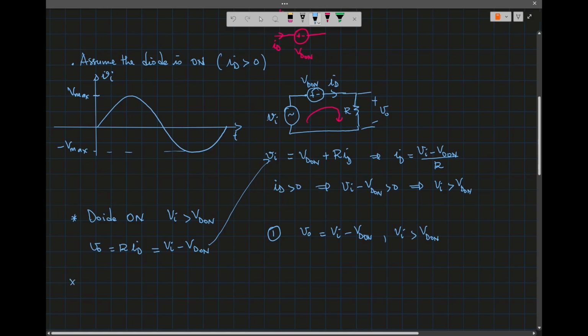Now, when the diode is off, then that means we have this scenario where the diode does not conduct. So I mean there's no current. Current is 0.